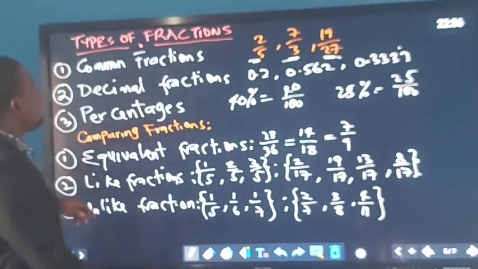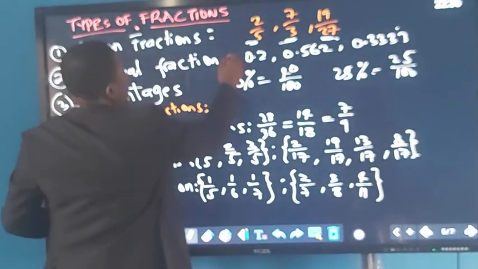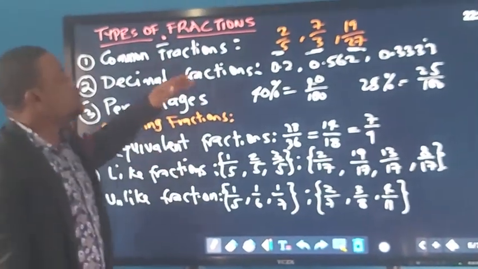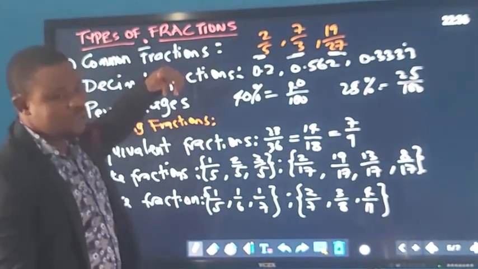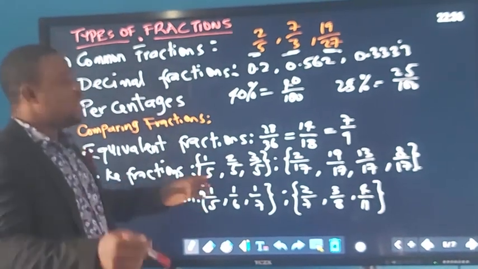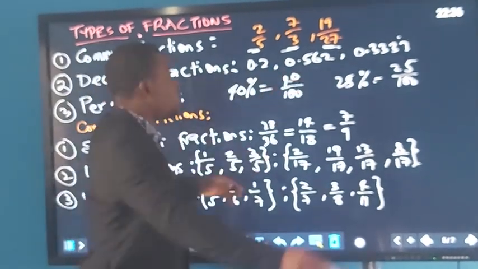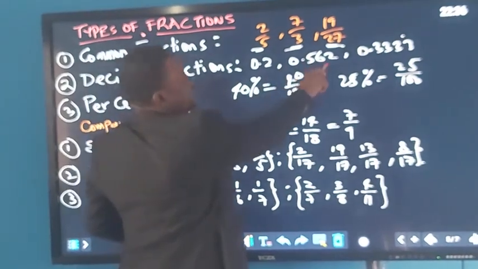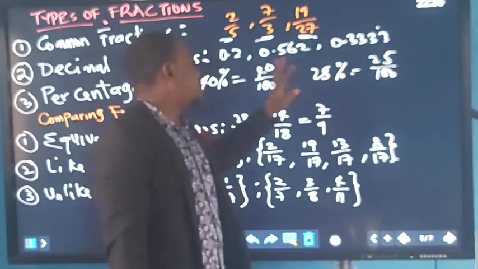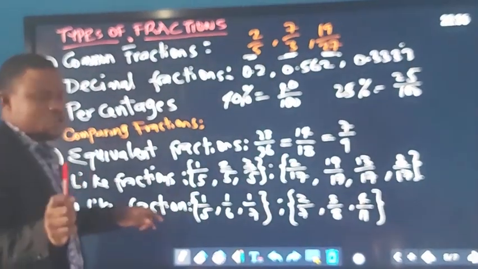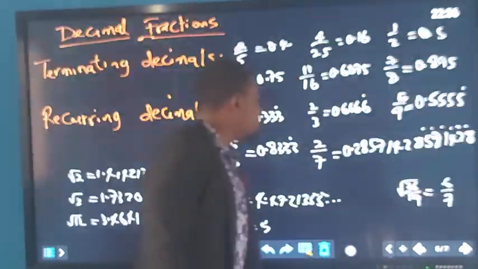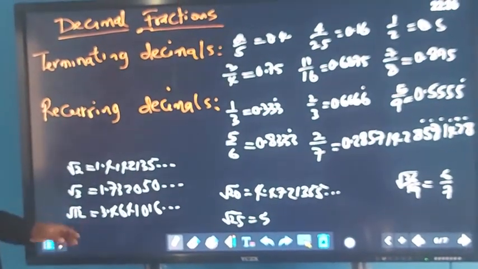Are you with me? Then we have decimal fractions. If you keep dividing the numerator by the denominator until you get to a final point, or a point that continues like that, you get decimals. These are decimal fractions. Something like 0.2, 0.562, 0.333, this one goes on and on. These are decimal what now? Fractions. Before I go on, let me talk a little about decimal fractions. Some will say I'm running too fast. Just trying to beat the time.